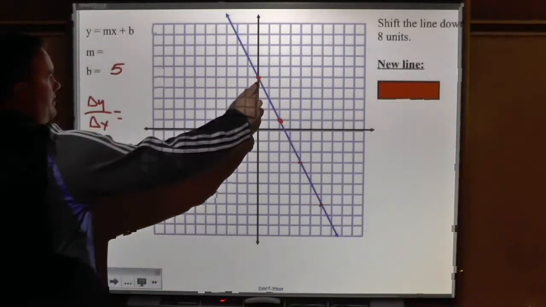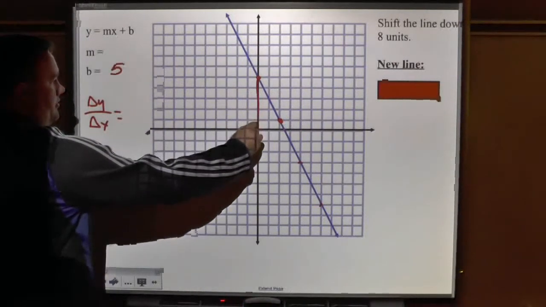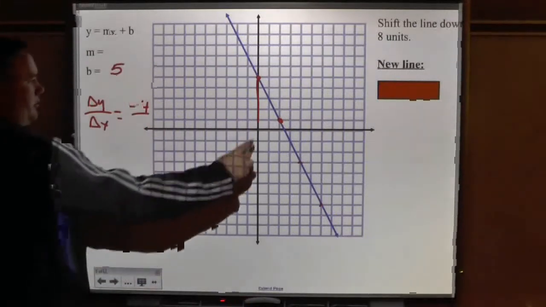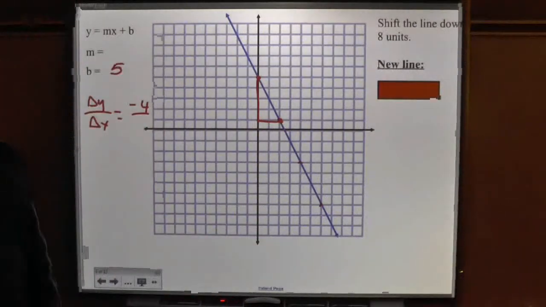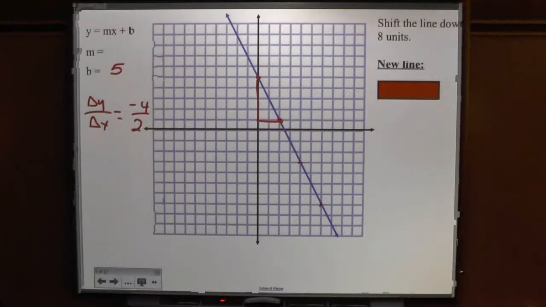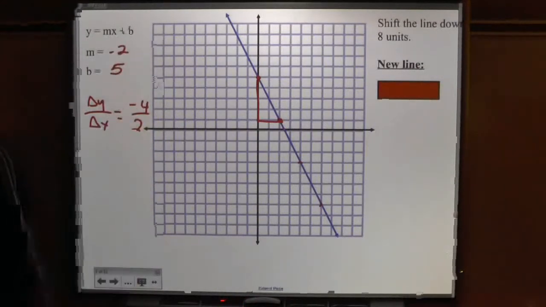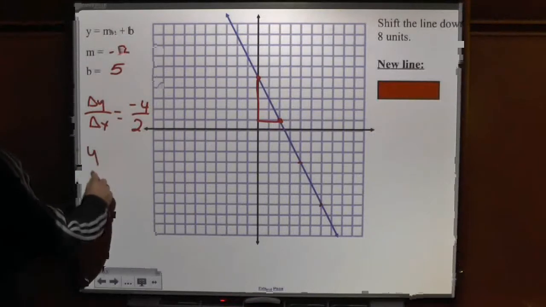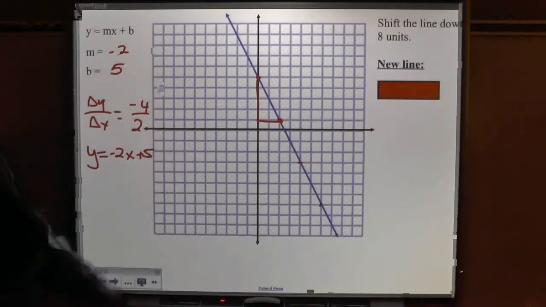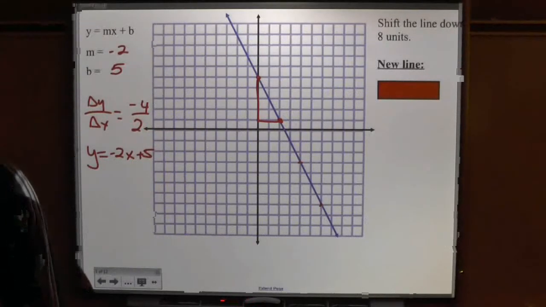Again, start at the point farthest to the left. Change in y: 1, 2, 3, 4. We went down 4 units, so that's a -4. The change in x is 2 units to the right. So that's -4 over 2, which gives you -2. So the equation of this line is y is equal to -2x plus 5. So that's the equation of that line.